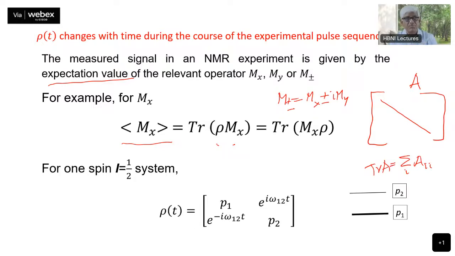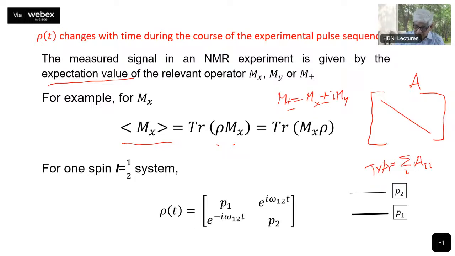Let us take an example. Take a simple example, one spin system, I equal to half. There are two levels only. For the two levels, I have the population P1, population P2. So I put these on the diagonal, P1 and P2. And the coherence between these two states, I put as e to the i omega 1 2 t and e to the minus i omega 1 2 t. The simplest case. This is my density matrix for this situation.